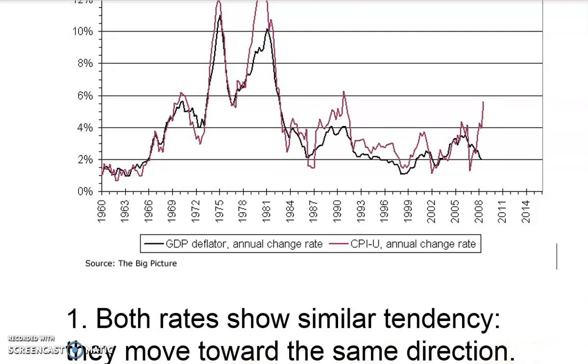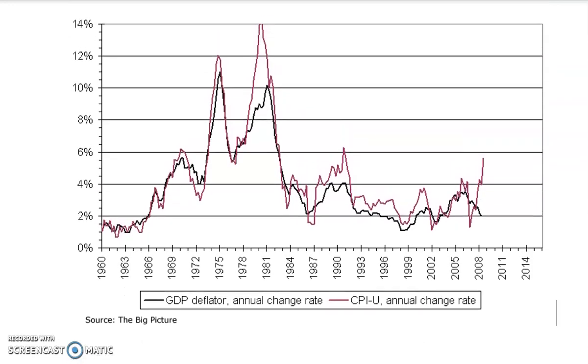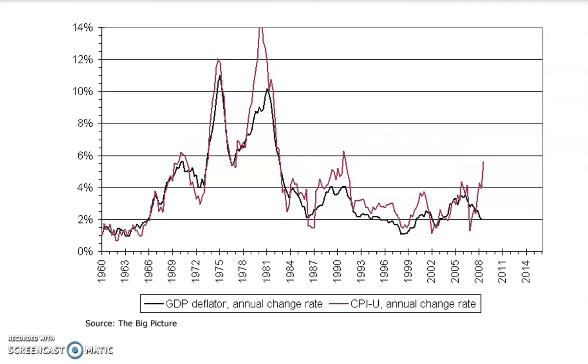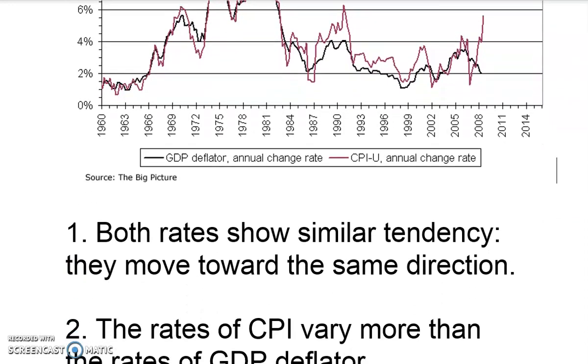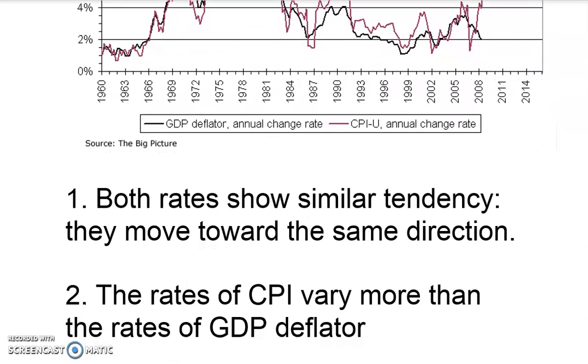So they move in the same direction. Okay, that is one. Are there any differences? Can you see the difference between the two? One moves more than the other, isn't it? The consumer price index, the purplish one, fluctuates more than the GDP deflator. So yes, the rates of CPI vary more than the rates of GDP deflator.